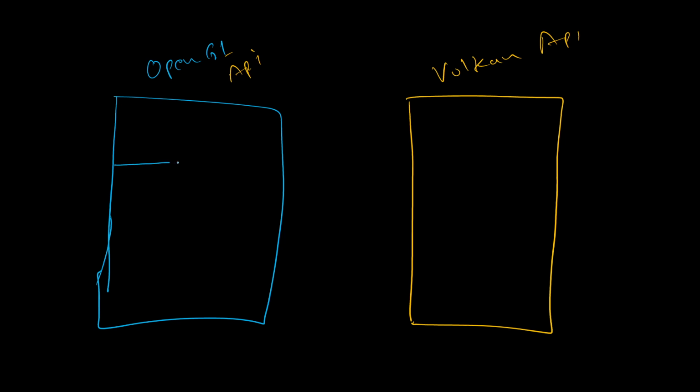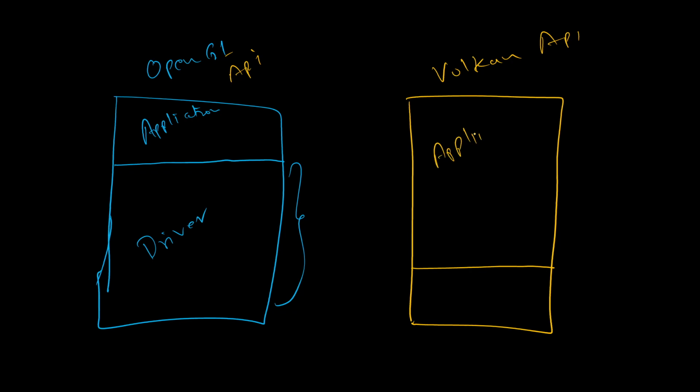If I want to create a boundary, I would say this is your application, and this is the driver. The driver is really very fat. Whereas in Vulkan, it is the opposite. You have this application and this is your driver. The driver is very thin. So it's the best choice for different vendors to go with such an API.